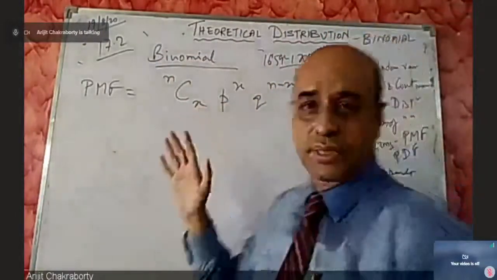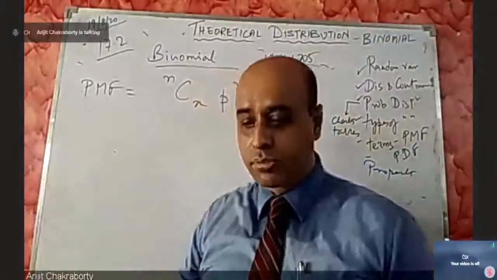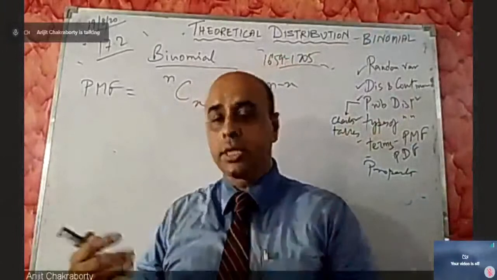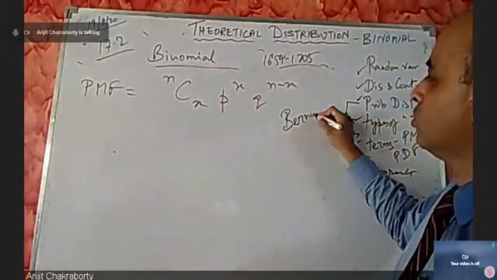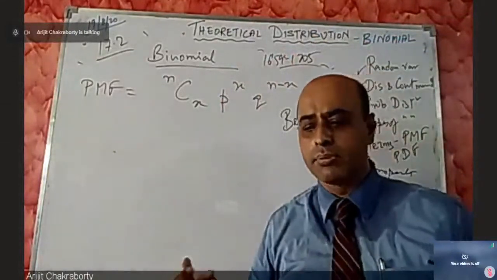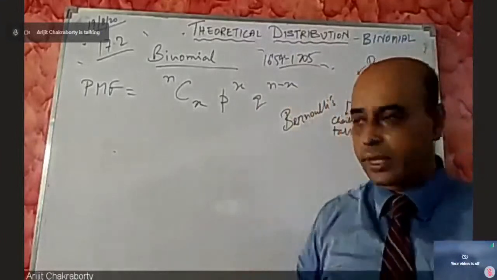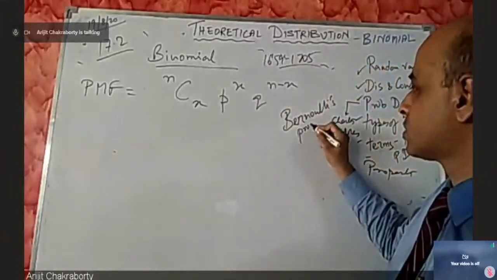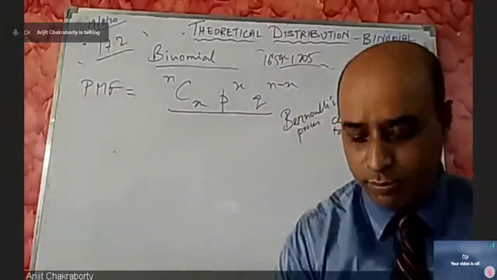That was his time, and he gave us this distribution. He was the father of the binomial distribution, you can say. And this entire process is known as Bernoulli's process, or sometimes called Bernoulli's principle, Bernoulli's experiment. So you see nCx, p to the power x, q to the power n minus x.